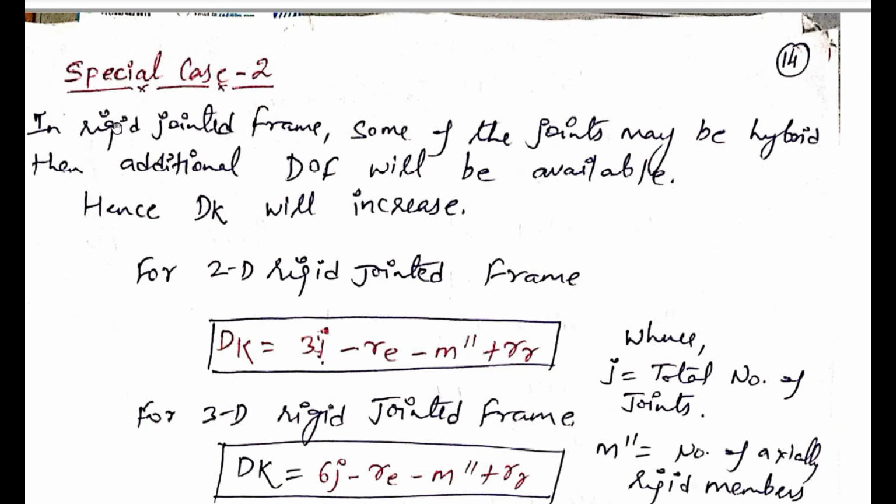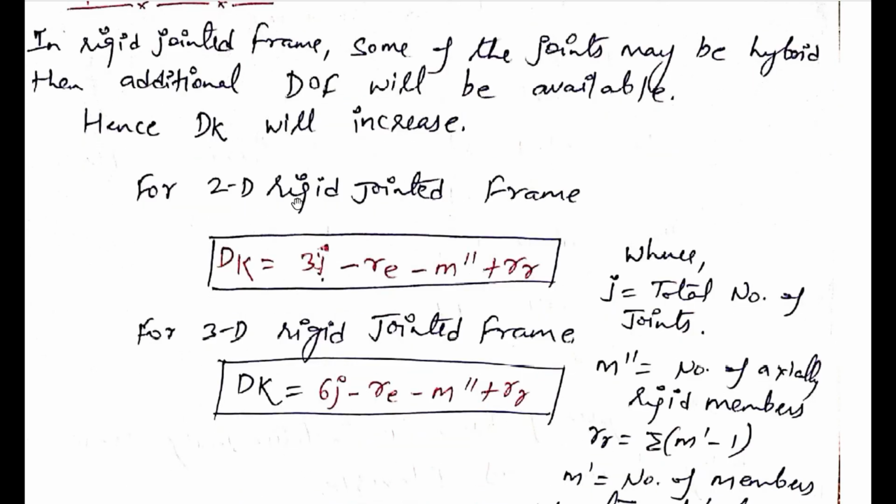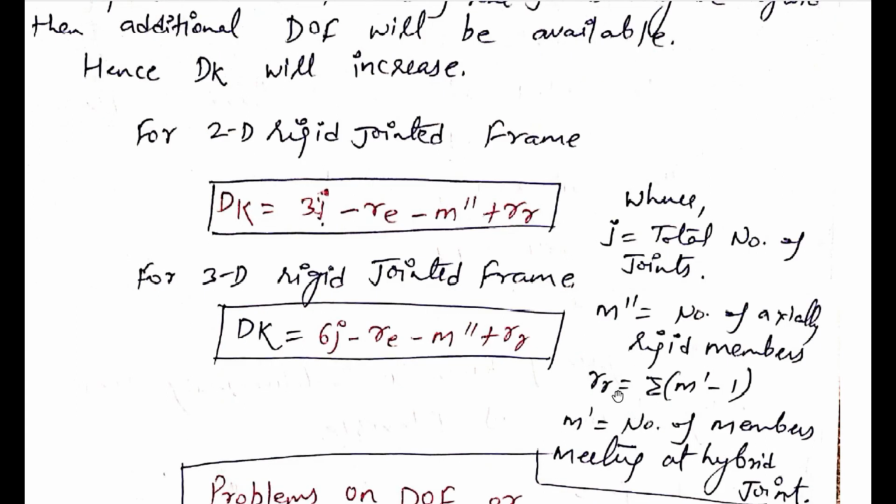Special case 2: if we have a rigid jointed frame in which some of the joints may be hybrid, that is, some internal hinge, then an additional degree of freedom will be available and the dk value will increase. In that case, for a 2D rigid jointed frame, the dk value will be 3j minus re minus m double dash plus rr, and the release reaction will be considered. The release reaction is calculated as the summation of m dash minus 1 for a 2D structure, and the summation of 3 times m dash minus 1 for a 3D structure.